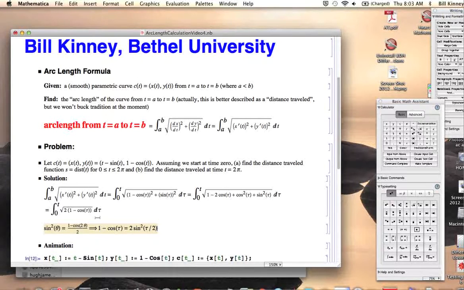Right, so now if you make the replacement, this is now going to get replaced with this, you're going to have a second 2, that's going to give you a 4 here, and then you're going to get the sine squared of tau over 2 right there. Square root of 4 is 2, so that can be brought out in front. And square root of sine squared tau over 2, technically speaking, is the absolute value of sine of tau over 2.